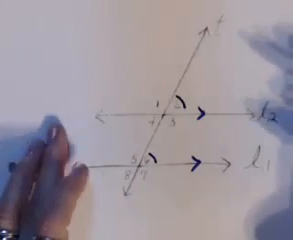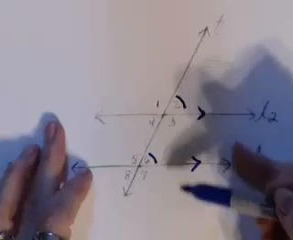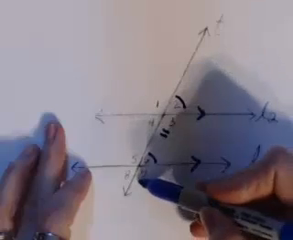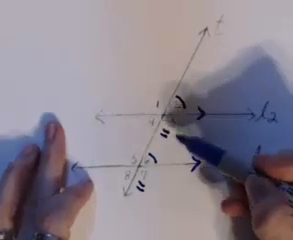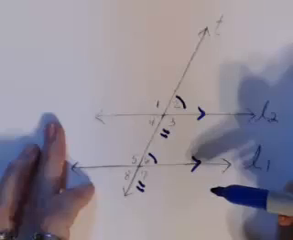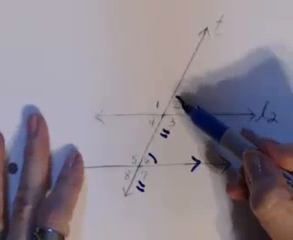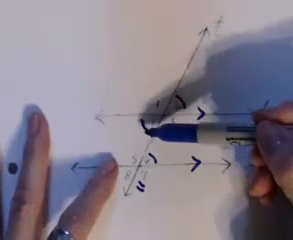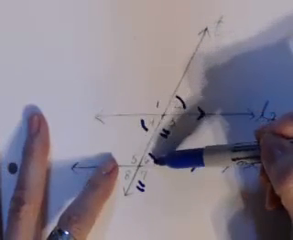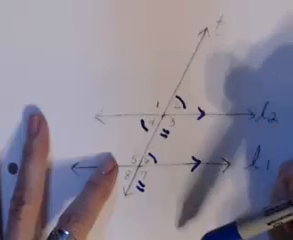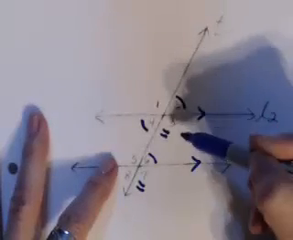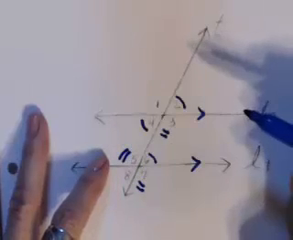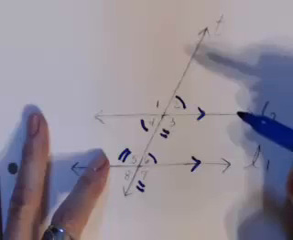angle 2 and angle 6 are congruent because we call them corresponding angles. Angle 3 and angle 7 are congruent because they're corresponding. Because 2 and 4 are vertical, they're congruent, which means that 4 and 6 are congruent, and we call those alternate interior. 3 and 5 are congruent because they also are alternate interior.